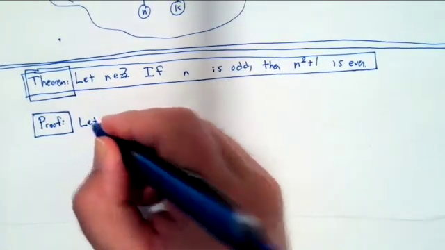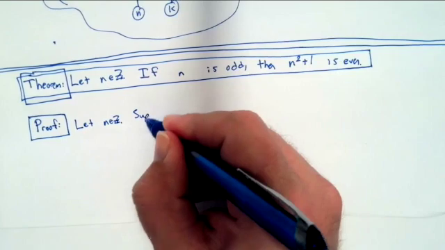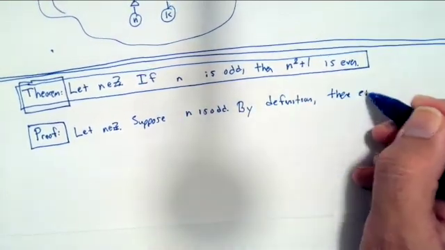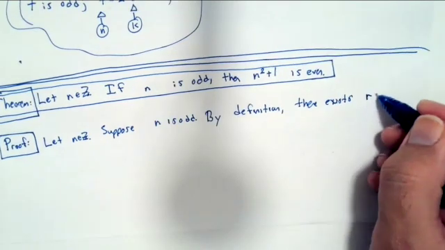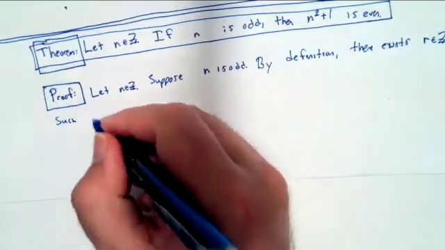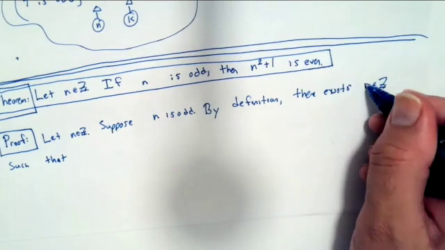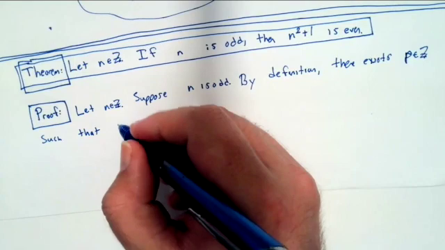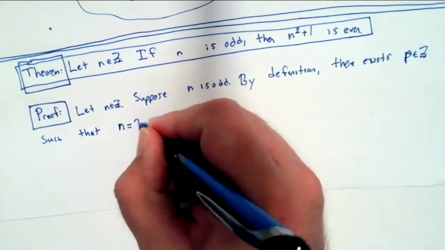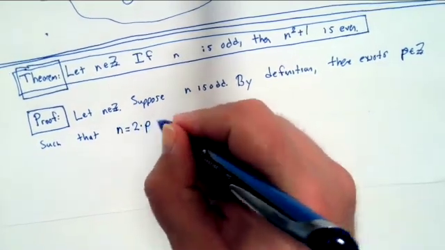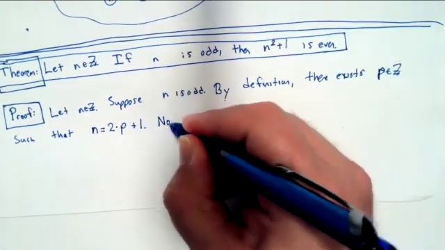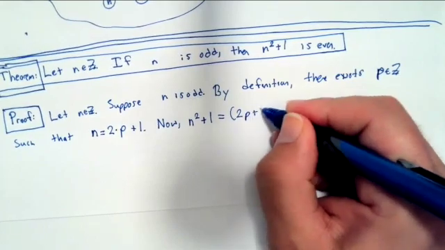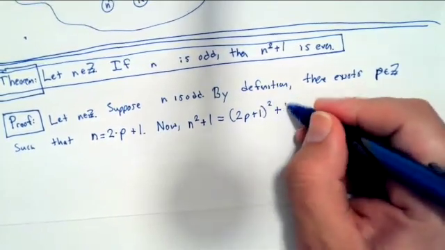Let n be an integer, and suppose n is odd. By definition, there exists p, which is an integer, such that n is equal to 2 times p plus 1. Now, n squared plus 1 is equal to (2p plus 1) squared plus 1.